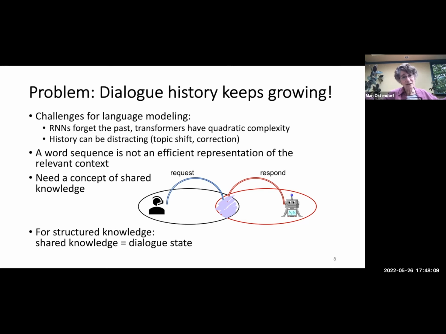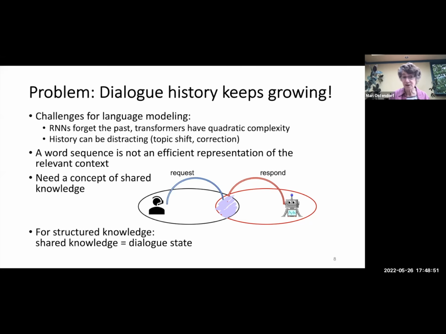Plus, as that history gets longer and longer, some of the information in that history could be really a distraction. So for example, not all of those words are equal. Maybe the more recent ones are more important, but you don't know where the boundary is. There could be a topic shift, there could be corrections. So keeping that full long word sequence is not really an efficient representation of the relevant context for response. What we really need is this concept of shared knowledge, an efficient representation of what both people have said and know.